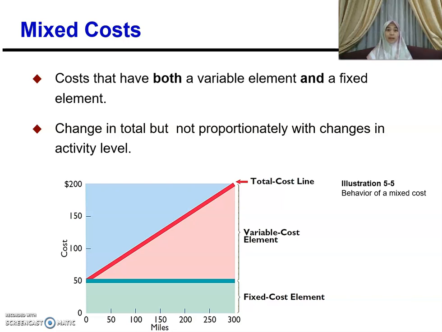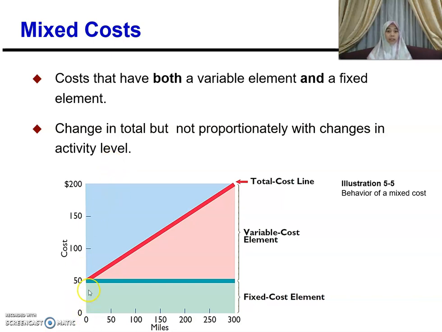Okay, Bismillahirrahmanirrahim. Next, let's look at what is meant by mixed cost. These are costs that have both a variable element and a fixed element. As the name implies, it is mixed. So that means it consists of both portions, the variable and the fixed element. And the total changes, but not proportionately with changes in the activity level.